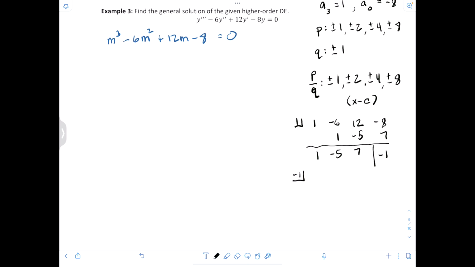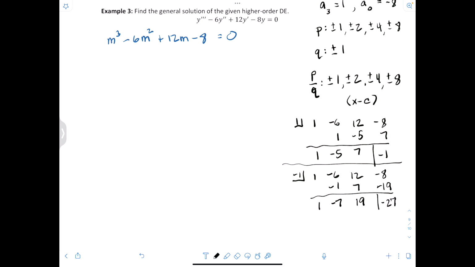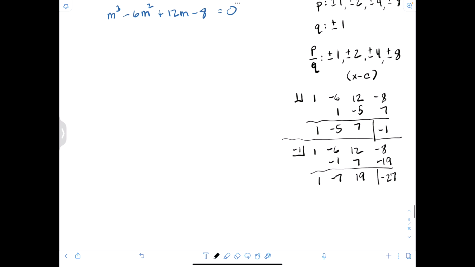Try negative 1. So this is our first attempt. Didn't work. Second attempt. 1 times negative 1 is negative 1. We would get a negative 7 here. 7 is what you get when you multiply it by negative 1. So this becomes negative 19. This will be negative 27. So this remainder is not 0, so negative 1 is not a factor.